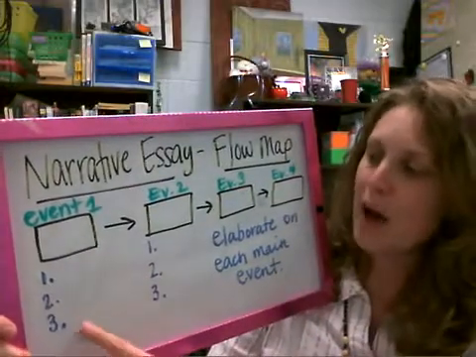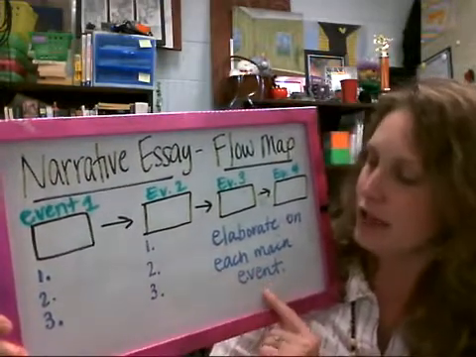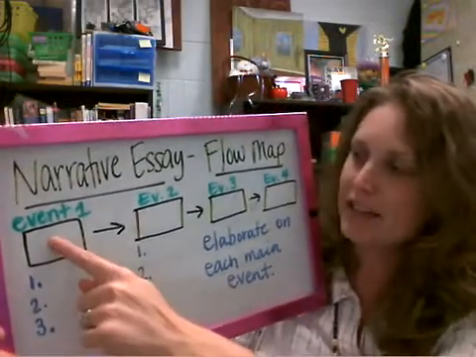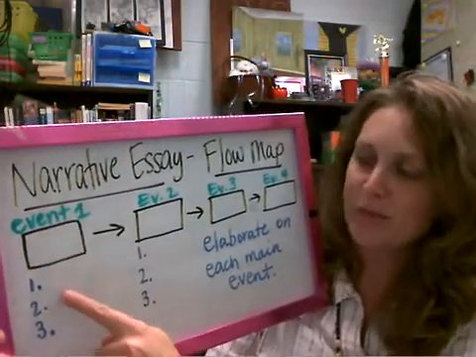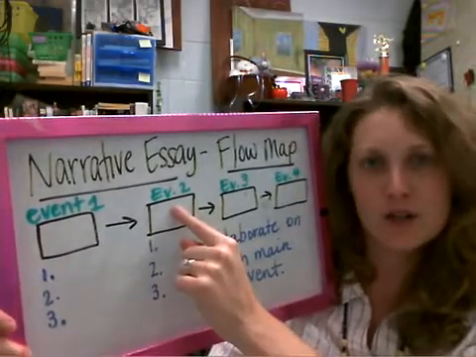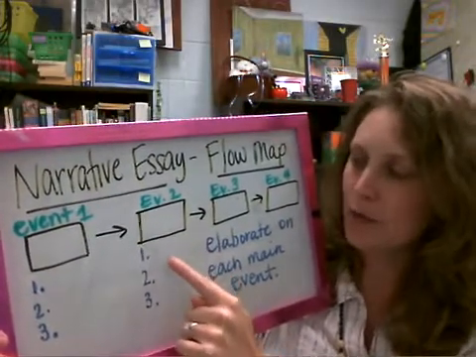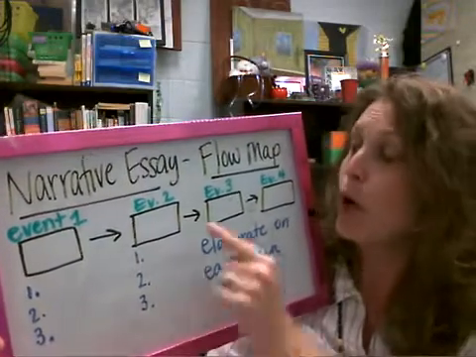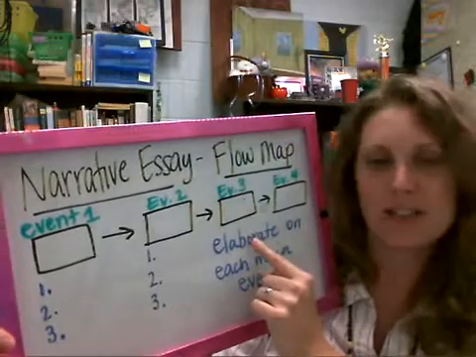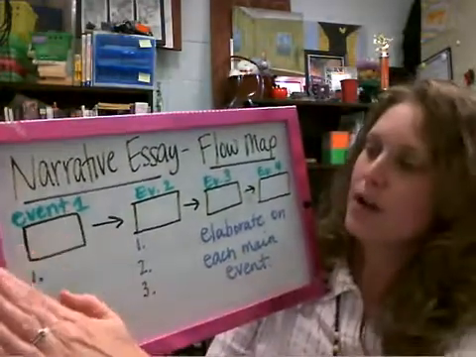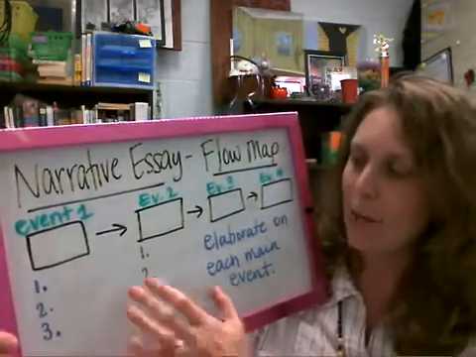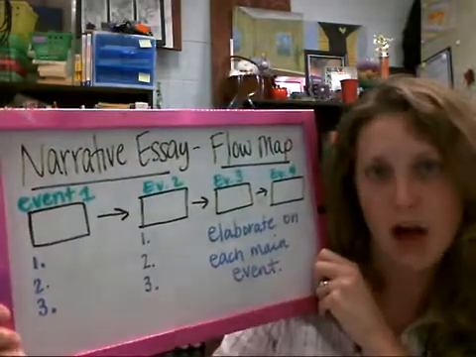And then under each box, you're going to elaborate on each main event. Okay, so main event, and then go into specific detail. Okay, what happened next in your story? Be real specific with detail. So you are outlining the main events, and then you are elaborating upon them under each box, okay?